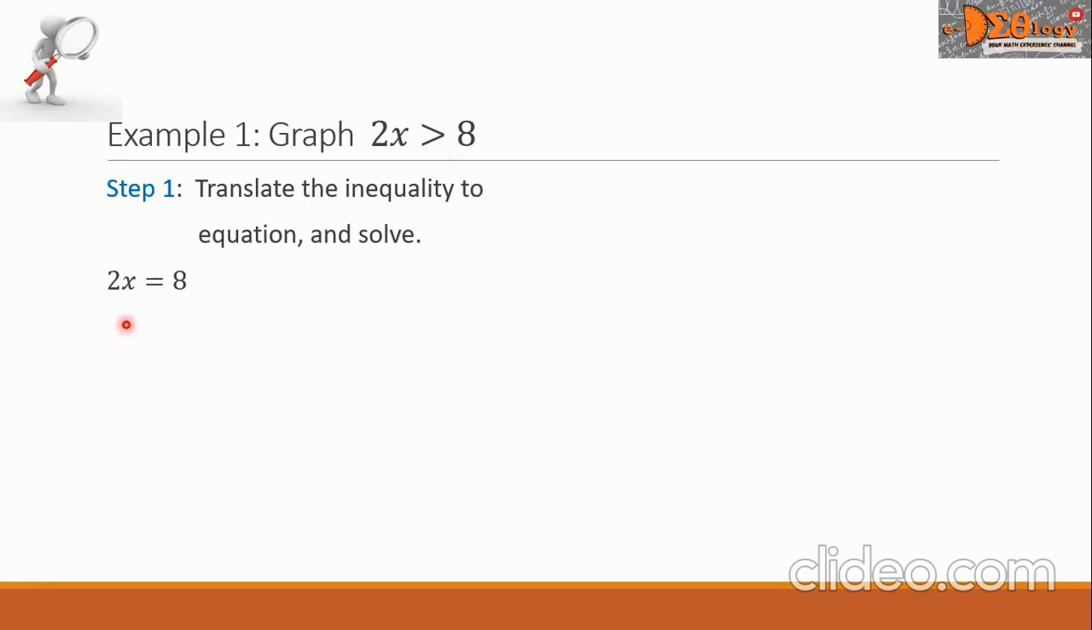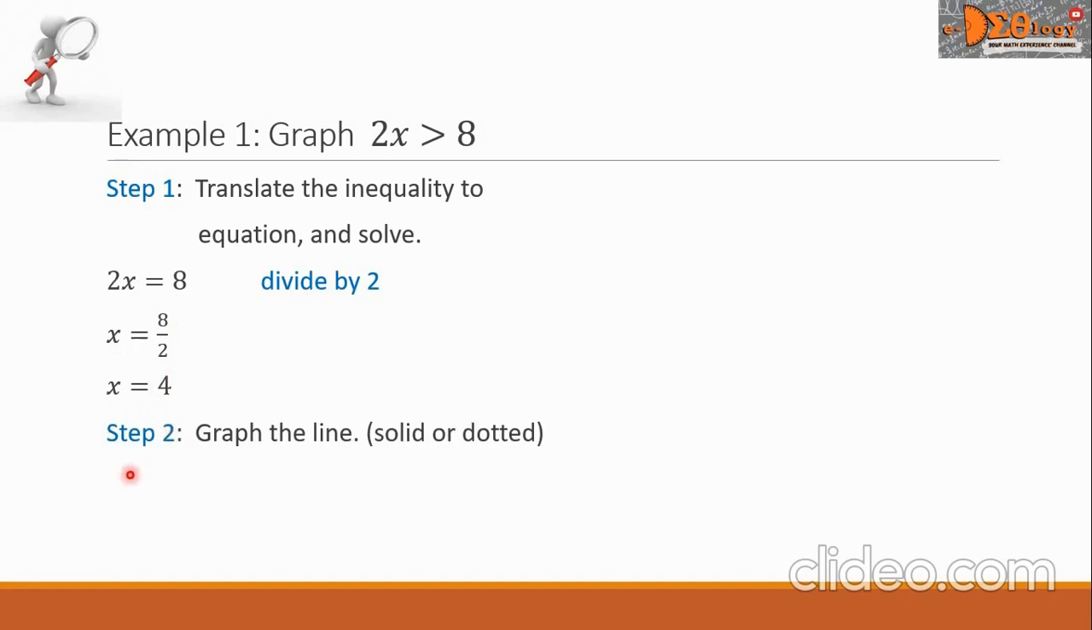Let us divide the equation by the coefficient of x, which is 2. So 2x divided by 2 will give x, and the right side would be 8 divided by 2. And the quotient equals 4. So we have x equals 4. For step 2, let us graph the line. It may be solid or dotted. We know that the equation x equals 4 is a vertical line that passes through the point (4, 0).